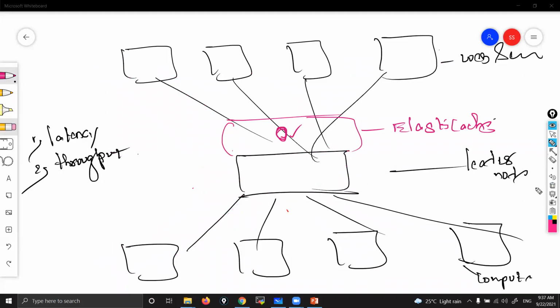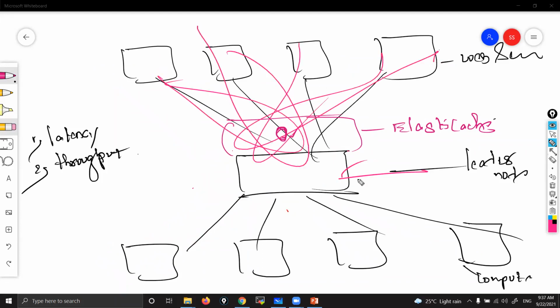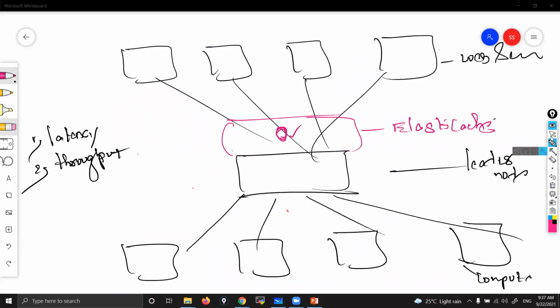Why? Because the request should not even touch my leader node, right? The request will come here and take the data from here itself. They don't even need to touch the leader node. So there won't be any throughput related issues. So by using this Elasticache, we are addressing both latency and throughput. For that we use Elasticache.